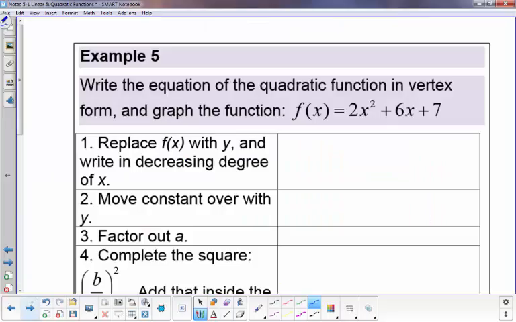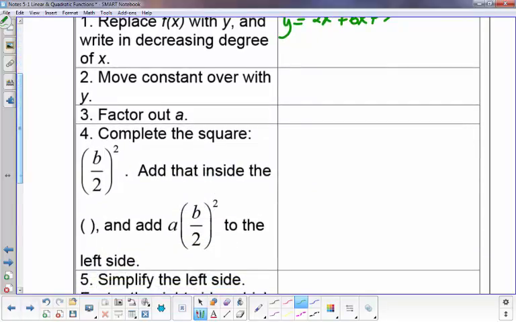All right, let's move on to the next one here. We've got f of x equals 2x squared plus 6x plus 7. Rewrite it: y equals 2x squared plus 6x plus 7. Move the constant over. y minus 7 equals 2x squared plus 6x. Factor out an a. We see both of them share 2, so y minus 7 equals 2 times x squared plus 3x.